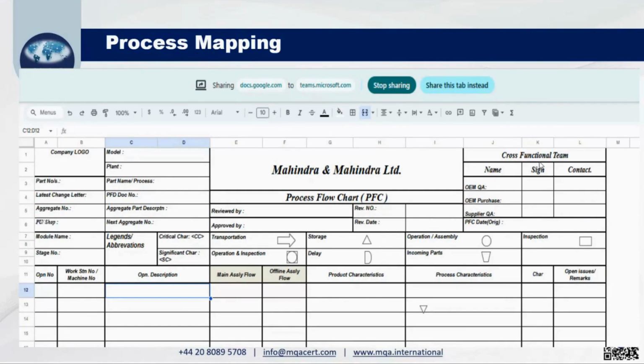It is a cross-functional activity with quality, purchase, supplier quality. It depends who is required for this process. So the content is like operation number 10: on what machine it is produced, description of the operation, then whether it is the main flow or an offline assembly flow. This is very important because in this process flow, we are defining the product characteristics and process characteristics.